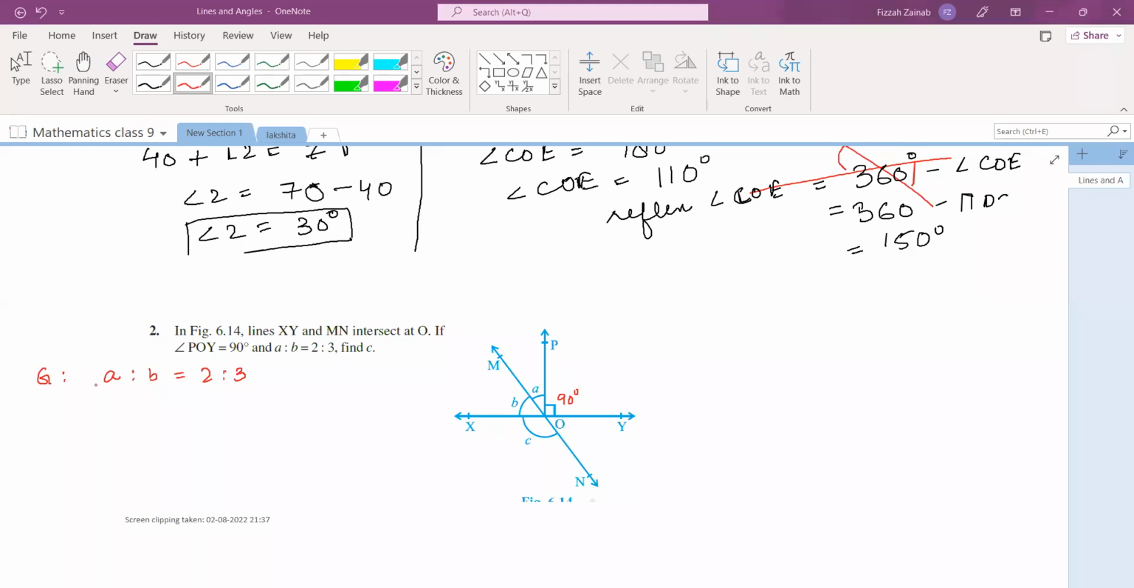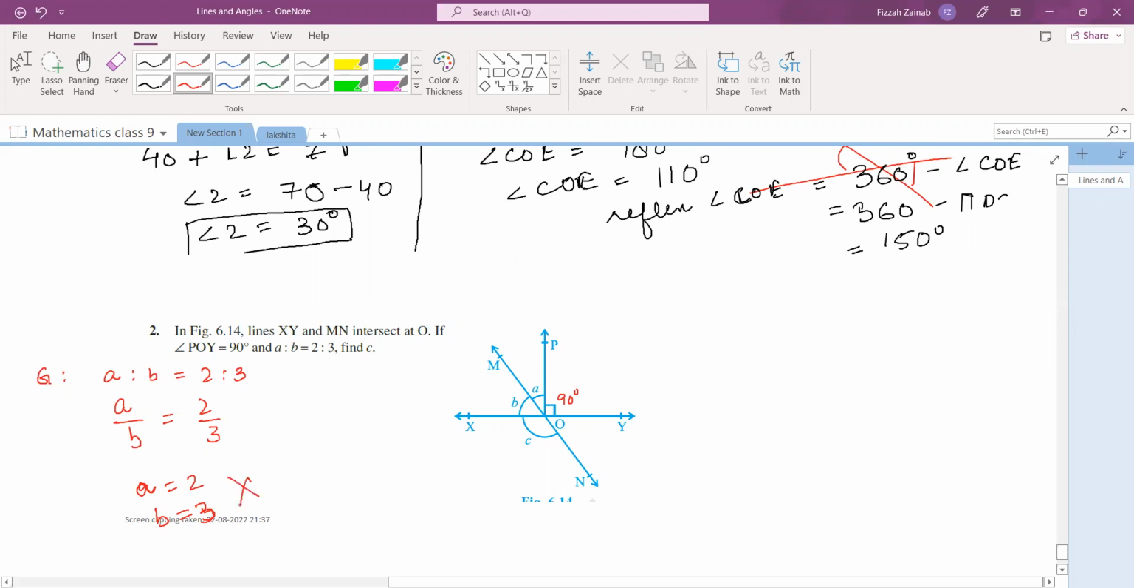Now, whenever a ratio is given, first of all, tell me, A is to B is equal to 2 is to 3. That means A upon B is equal to 2 upon 3, right? This is how we write ratios. So from here, can I write A is equal to 2 and B is equal to 3? Yes? Adil, what do you say? No, no, no. Now try to understand one thing. Whenever a ratio is given, this is actually wrong. This is only one of the possible answers, but not the only answer. Why? Try to understand here.